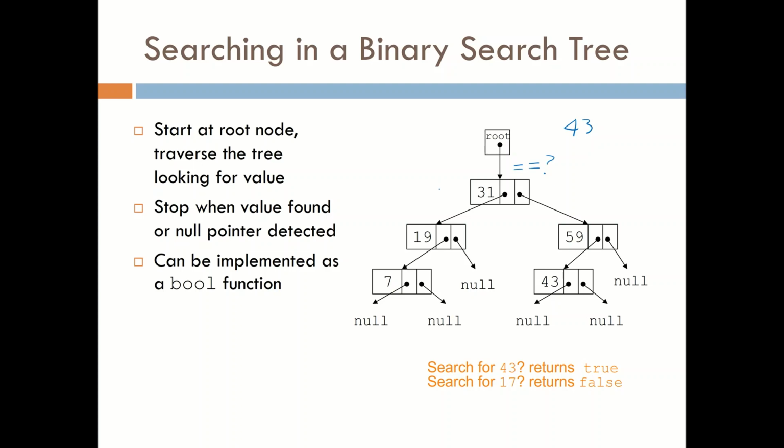If the answer to that is no, then we will ask if the value we're looking for is less than the value at the node. And if that is not the case, we will then ask if that value is greater than the value at the node. Okay? And so we get the 43 and we ask, is 31 equal to 43?